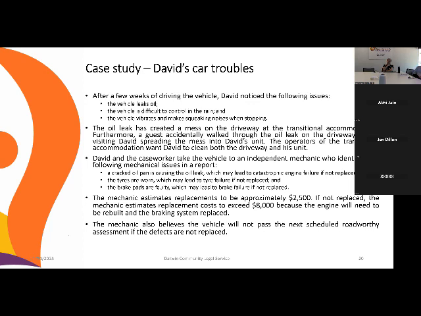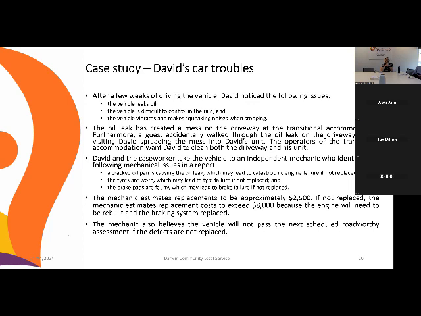Second issue is that the tyres are worn, which may lead to tyre failure if not replaced. So there's a huge safety risk there, because if the tyres pop whilst driving, it's probably going to lead to a motor vehicle accident, and potentially physical injury. And finally, the brake pads are faulty, which may lead to brake failure if not replaced. So again, it's a safety issue, because if the brakes don't work, obviously we know what's going to happen.